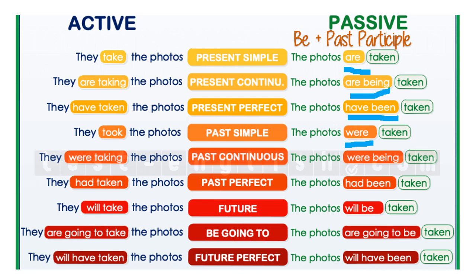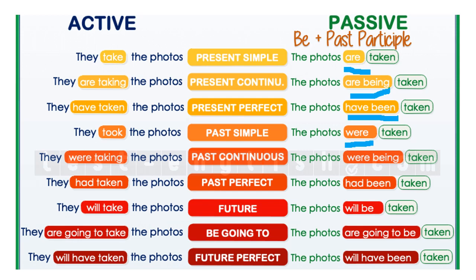So, simple present active voice. They take the photos. They change to the photos are taken. Remember, the subject becomes the object, and in the passive voice, the object is not important. What we care about is who experiences the action. In this case, the photos. The photos are taken. For the present continuous, the photos are being taken.